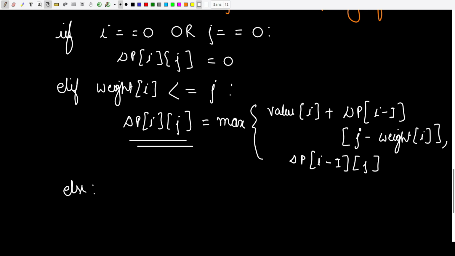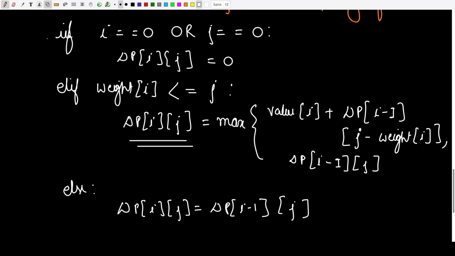And let us say it is not possible to put the ith item into the knapsack, in which case dp of I comma j will be equal to dp of I minus 1 comma j. And in this way, we will be able to populate our dp table, and towards the end we can return the last value of the dp matrix. So that's the discussion of the solution, folks. Now let us see how we have implemented this in Python and C++.